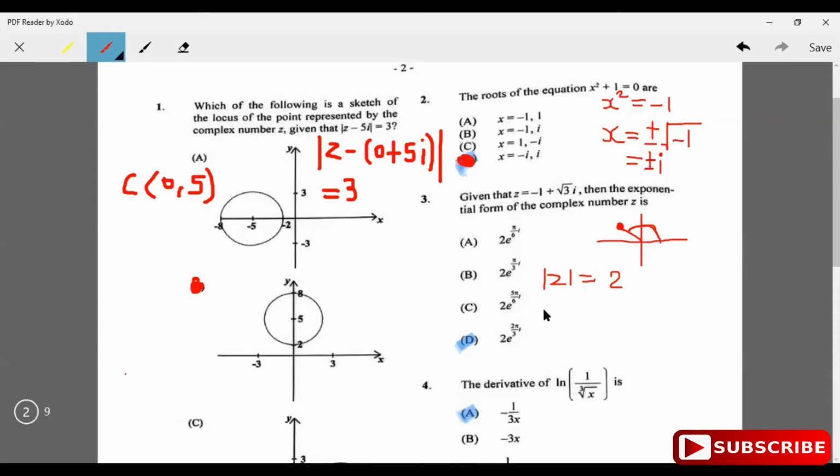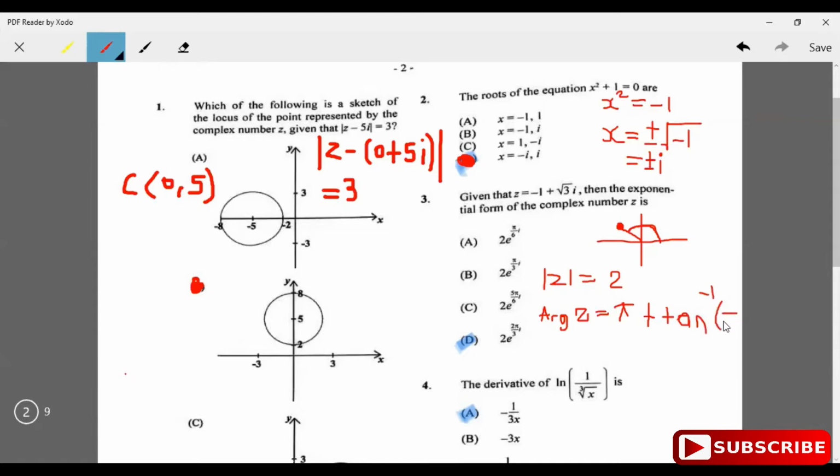Now all we need is the argument of z. Let's call it arg z: tan inverse of root 3 over negative 1. Remember, arg z in the second quadrant, as we said, is pi plus tan inverse of minus root 3.